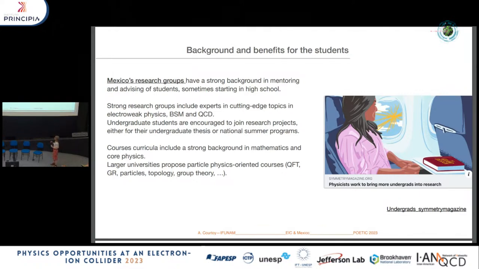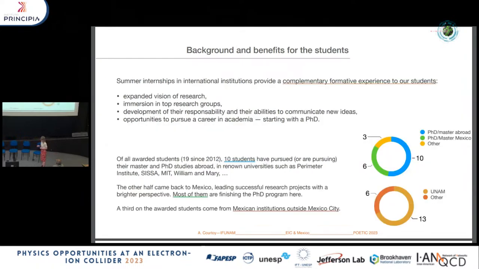And we are strongly, how would you say it? We are strongly advised to have a strong connection with students and to train them well. So in Mexico, for example, we have a lot of people in really cutting edge topics like electroweak physics, BSM, QCD, and most of them do research during their undergrad. And so we know that they are well trained, they have QFT and all the things that are interesting.